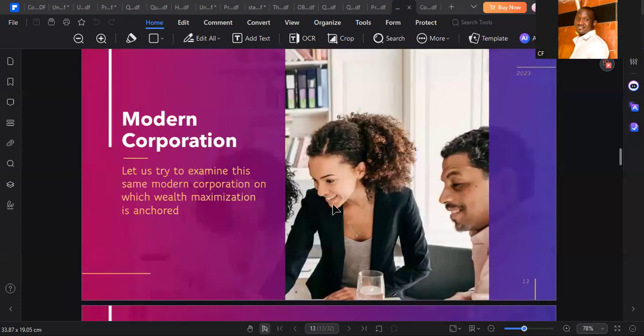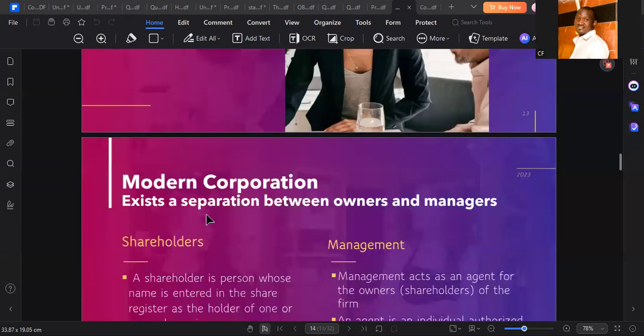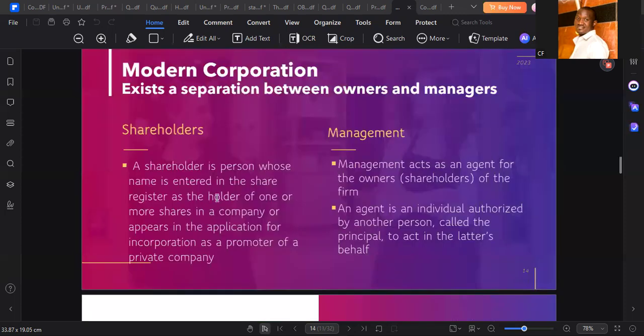Now, modern corporations: we want to examine modern corporations on wealth maximization. In modern corporations, there's a separation between the owners and the managers of the business. There's a special term that we use to differentiate these two. Who remembers that term? Shareholders are people whose names have been entered in the register as shareholders, who applied to become shareholders upon incorporation.